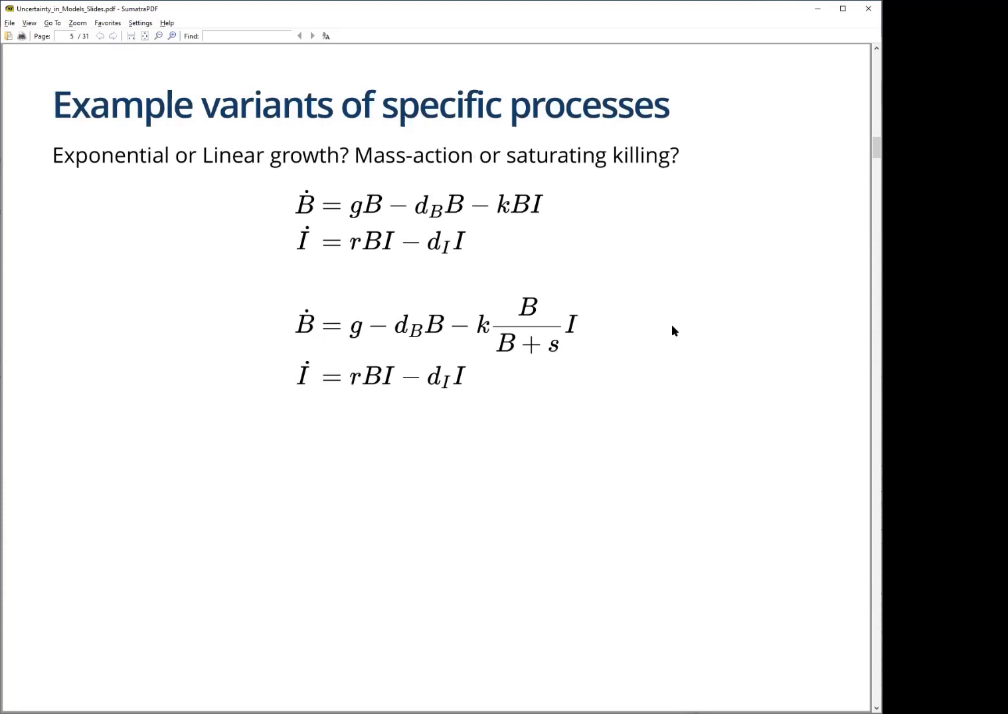Here's an example where we have growth either exponential or linear. And here we have one where we have either mass action or some kind of saturated killing, where basically when B is really large, this term approaches 1. So there's a maximum rate of killing by the immune response, no matter how many bacteria there are. So these are all choices one has to make when one builds models.